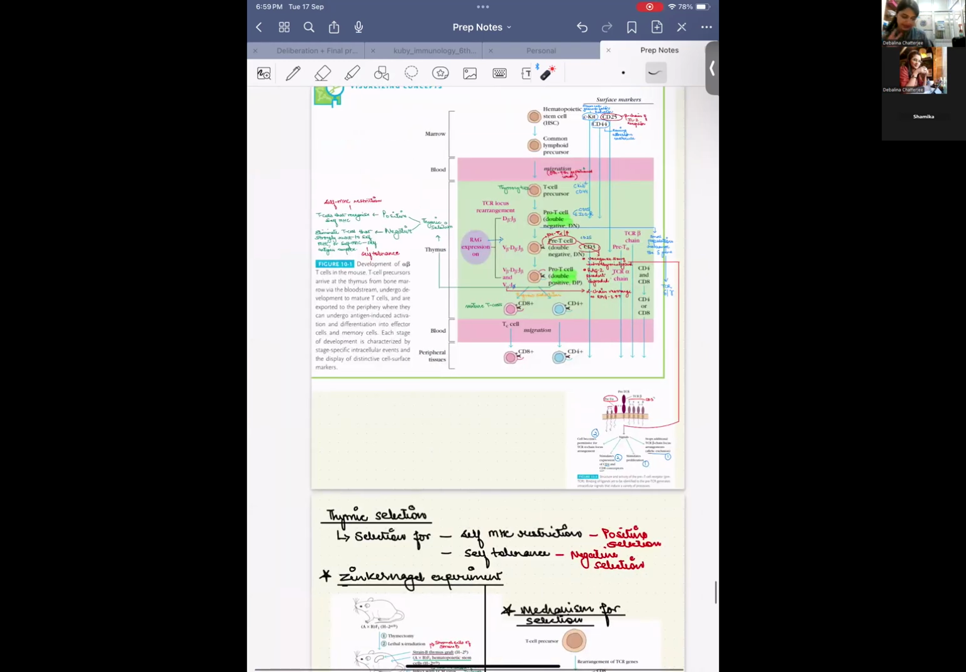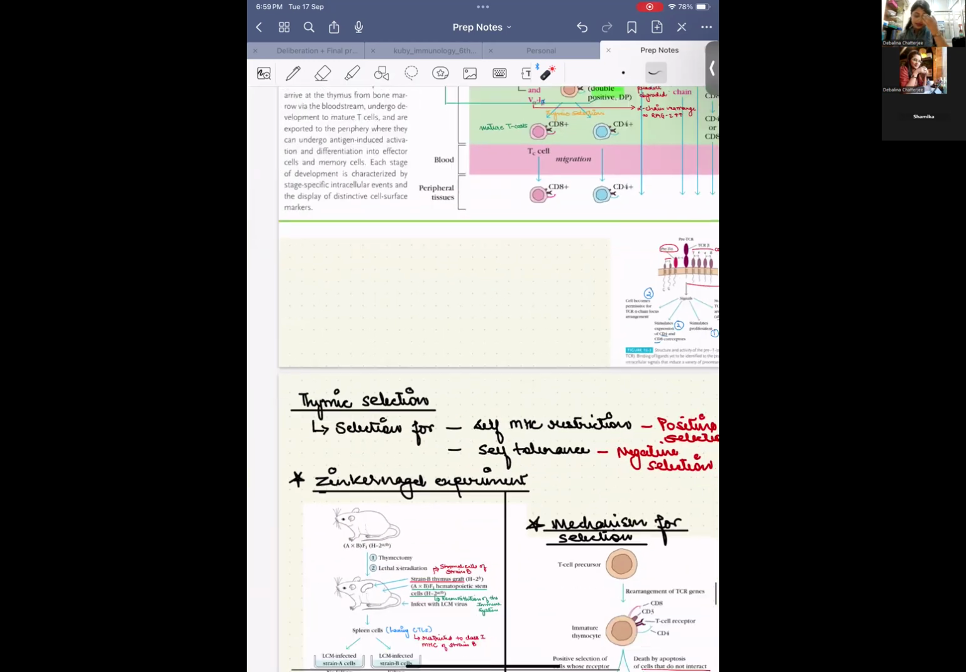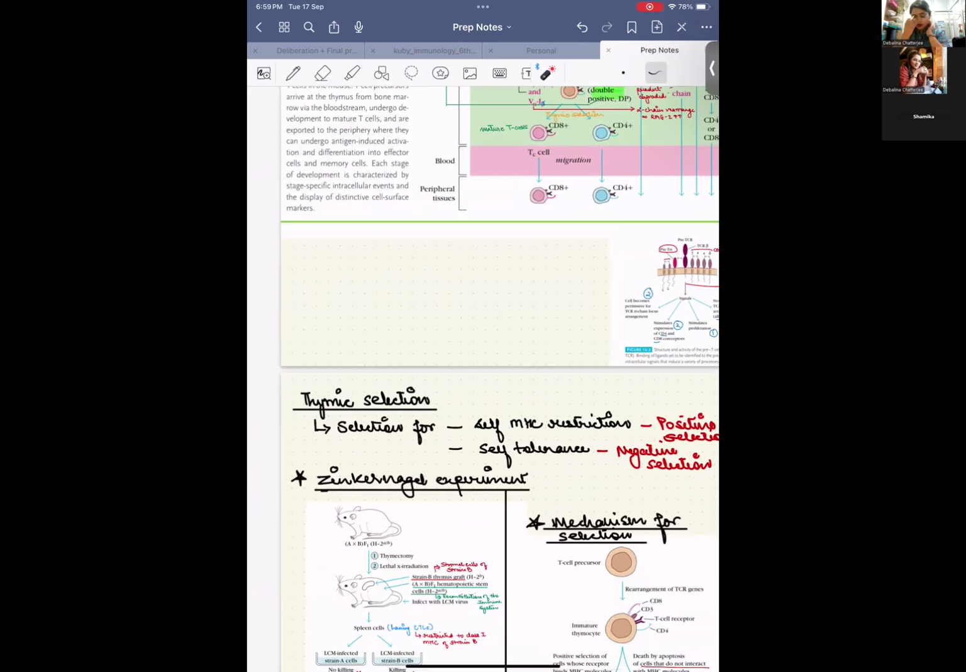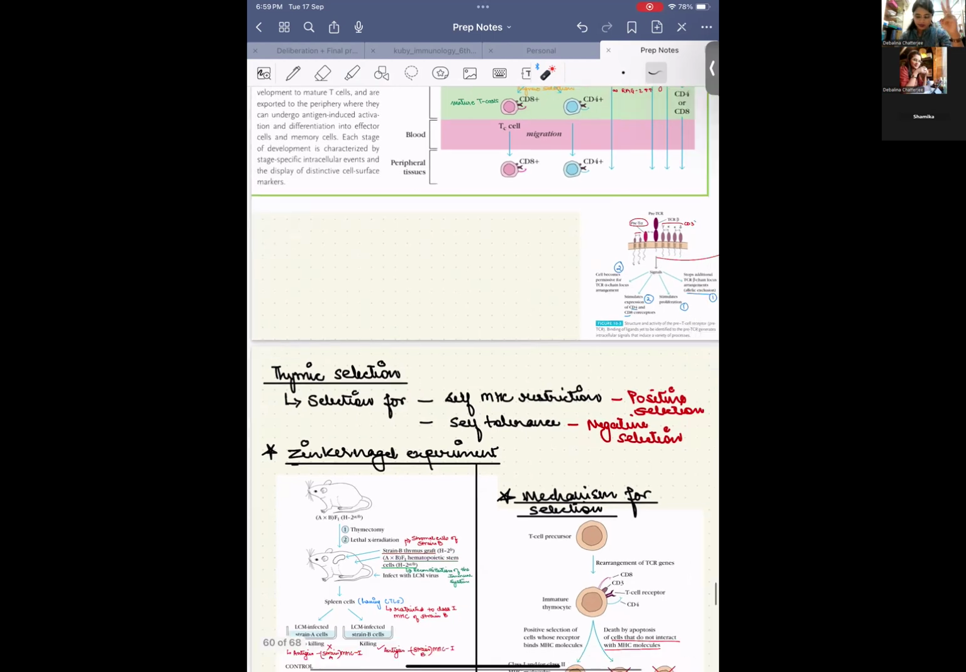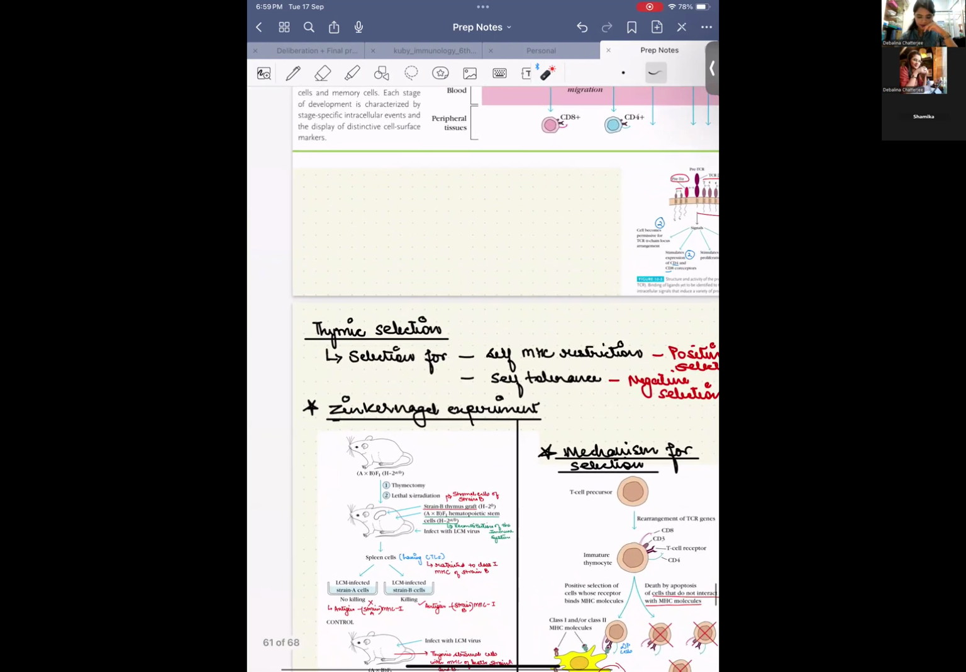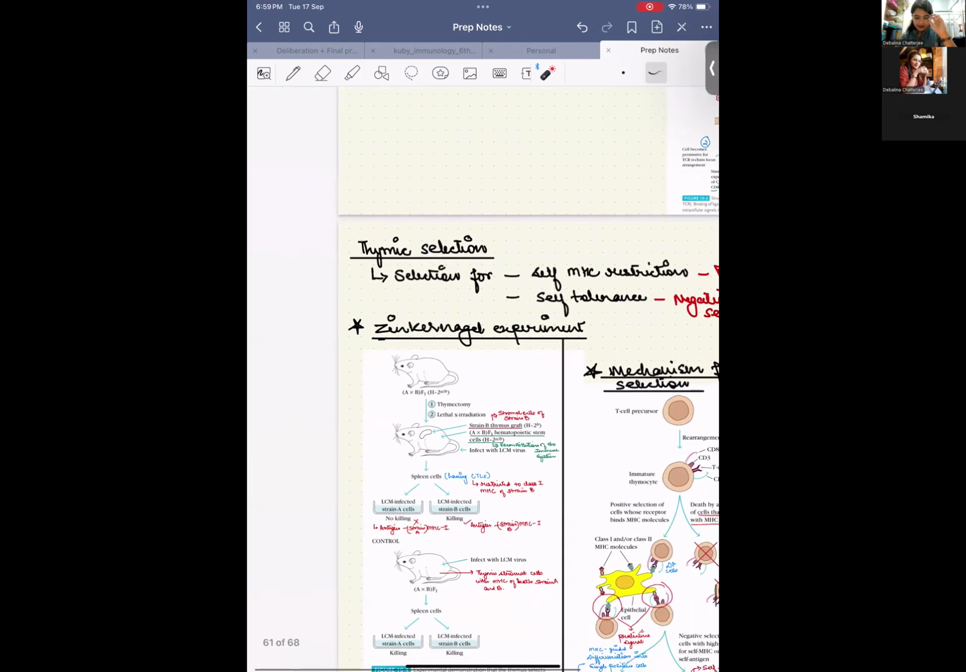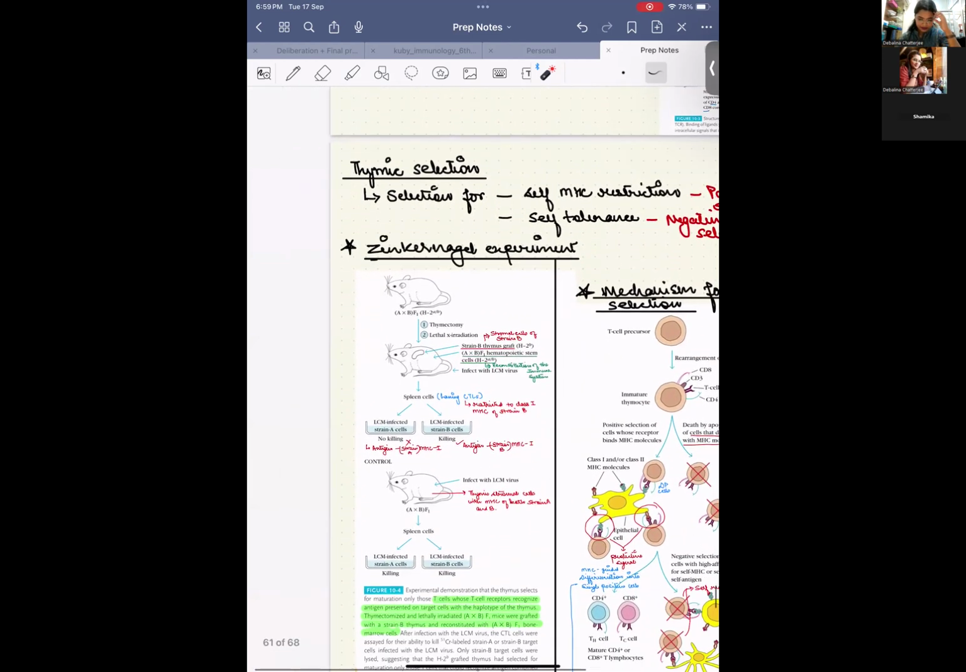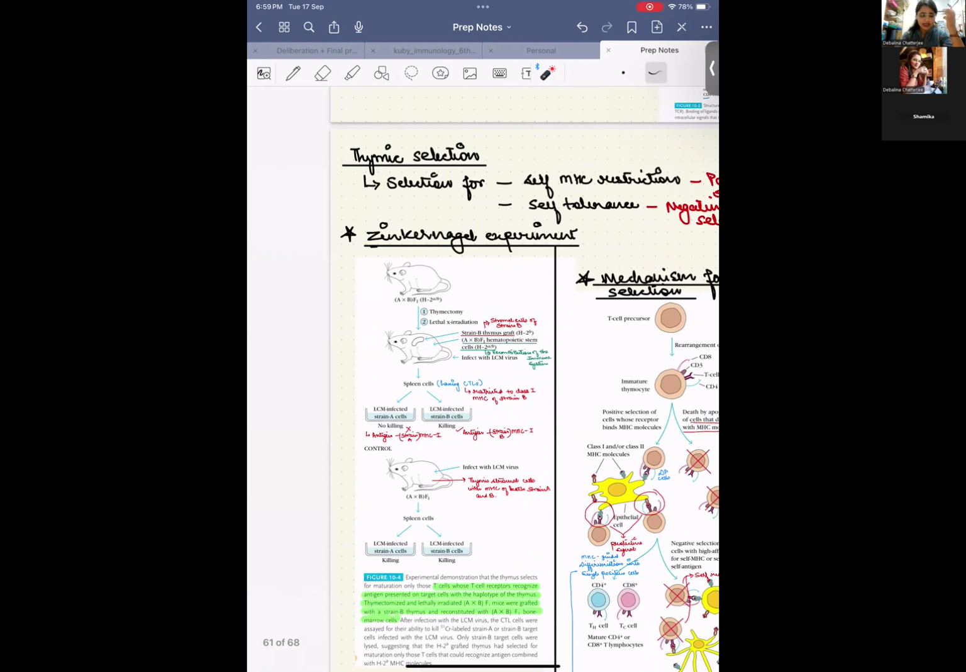So, continuing with our discussion of thymic selection. As we were saying, selection happens to ensure self-MHC restriction as well as self-tolerance. Now, there was a small experiment performed by Zinkernagel, which demonstrated this phenomenon of self-MHC restriction.